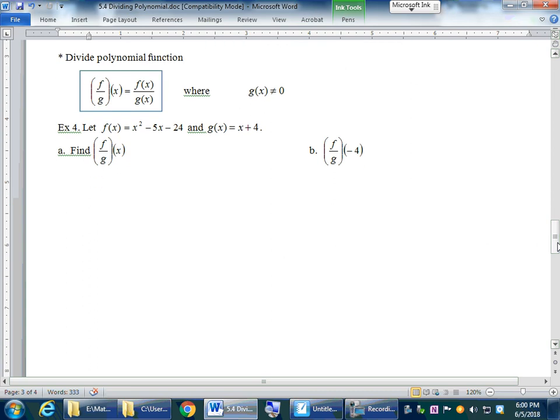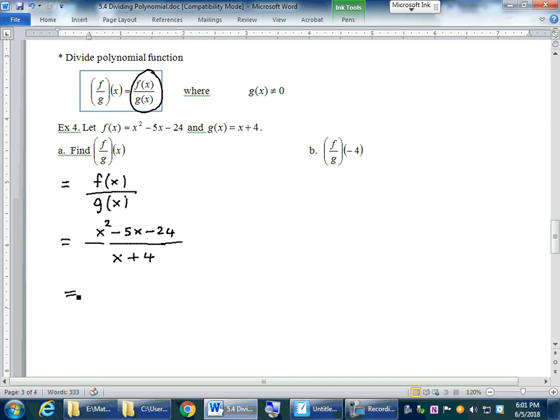So the last thing that I want to talk about is dividing polynomial functions using the notation. So we saw that in add, subtract, multiply. Now it's division. Right? So let's take a look at this example. f over g of x, according to the equivalent form, this is basically f of x divided by g of x. And what is f of x? That will be x squared minus 5x minus 24 over g of x, which is x plus 4.